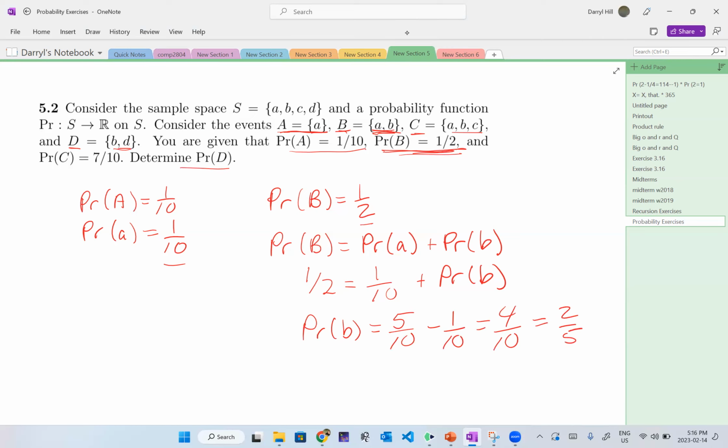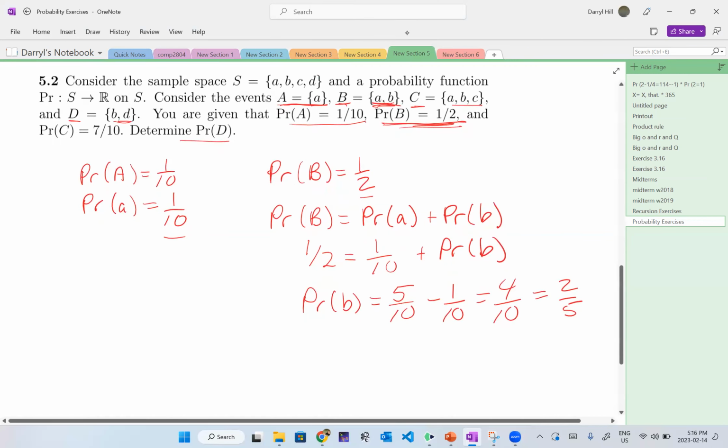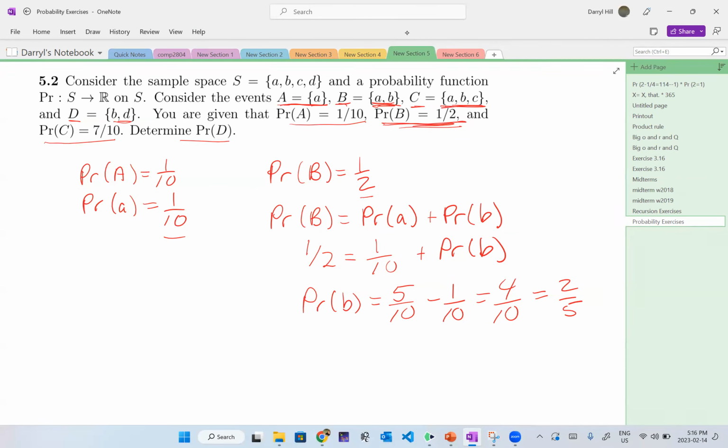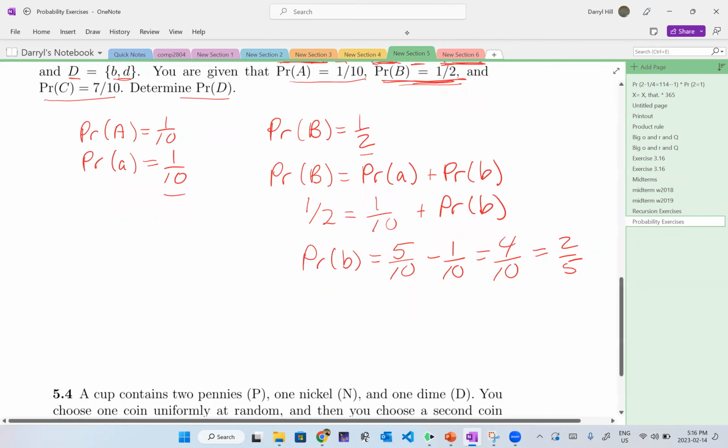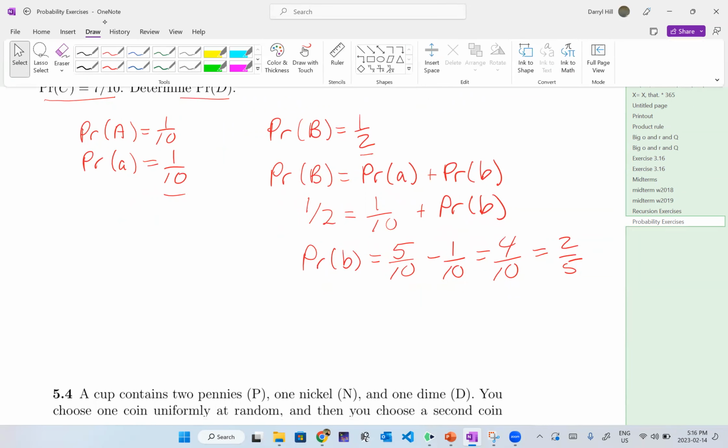Basically, if I track down all of my outcomes this way, I'm given the probability of C, and I can determine the probability of little c using the same method. Let me again insert some space.